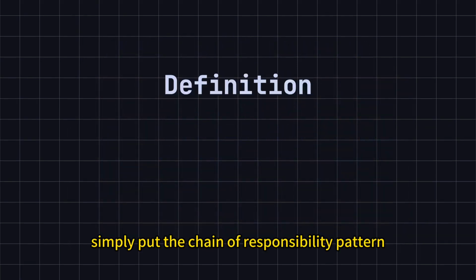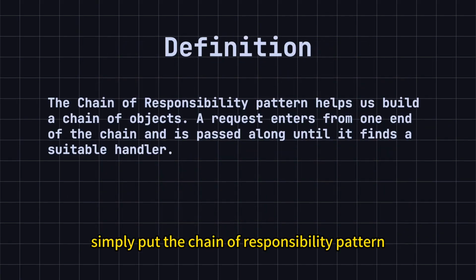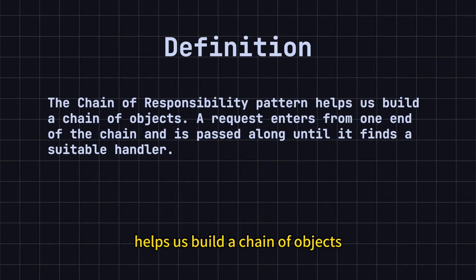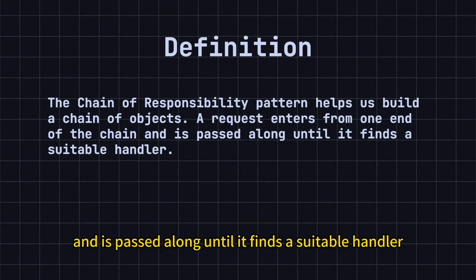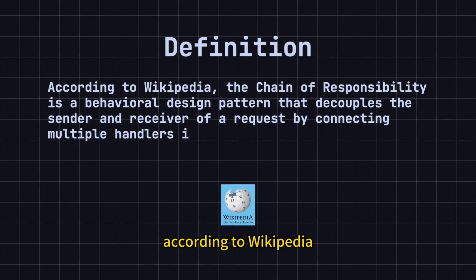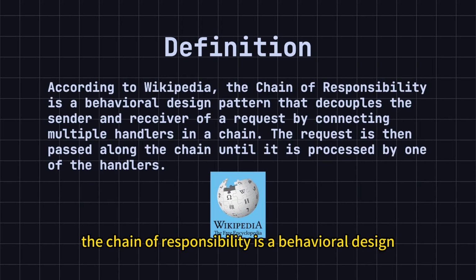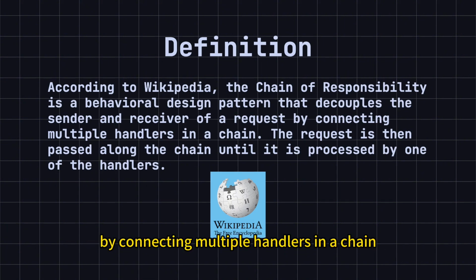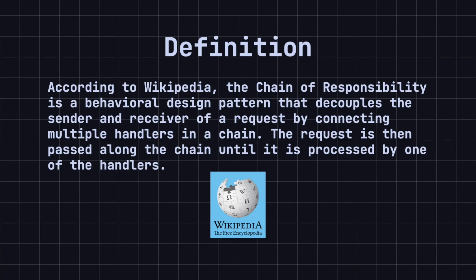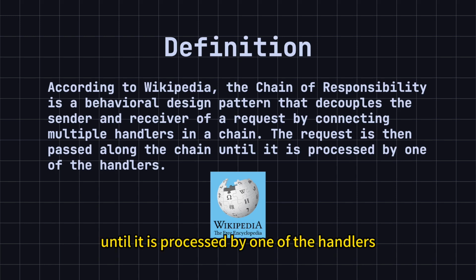Simply put, the chain of responsibility pattern helps us build a chain of objects. A request enters from one end of the chain and is passed along until it finds a suitable handler. According to Wikipedia, the chain of responsibility is a behavioral design pattern that decouples the sender and receiver of a request by connecting multiple handlers in a chain. The request is then passed along the chain until it is processed by one of the handlers.